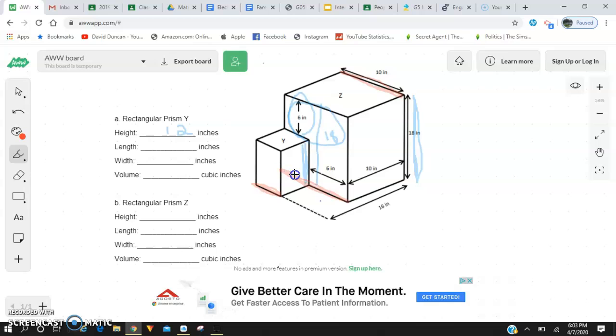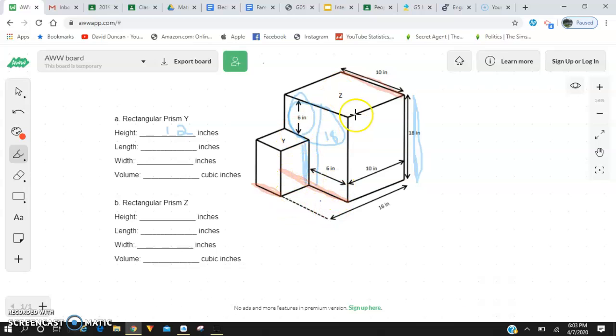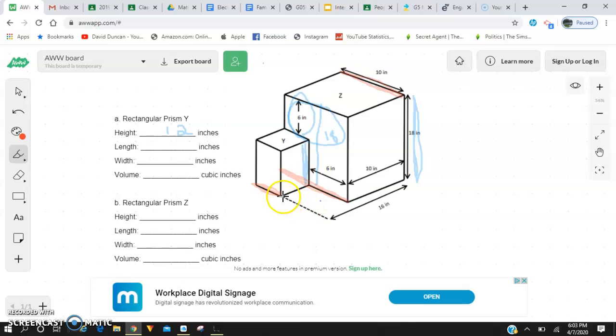But I don't want 10 inches. The overall length of prism Z, I want just the length of prism Y. So I know that they overlap in this area, but the areas they're not overlapping in, that's again a difference of 6. So I'm going to take that 10 inches, subtract the 6 inches where they're not meeting up against each other, and I'm going to get a difference of 4 inches. So that tells me the length is 4 inches.